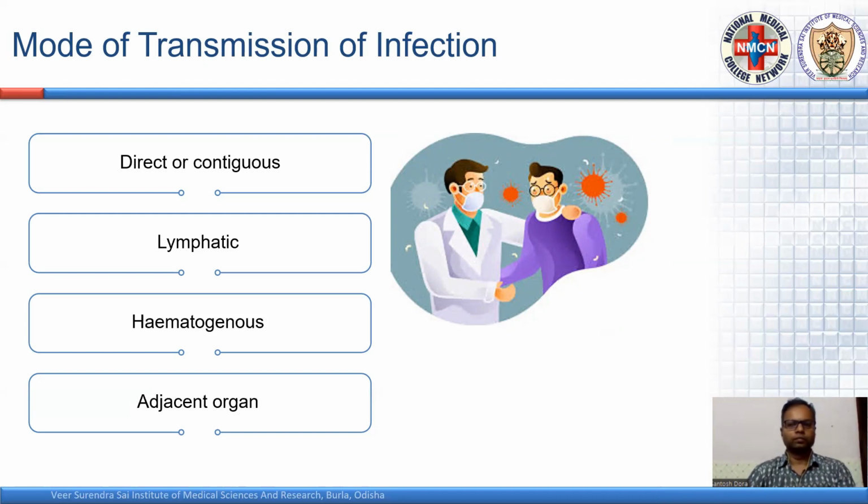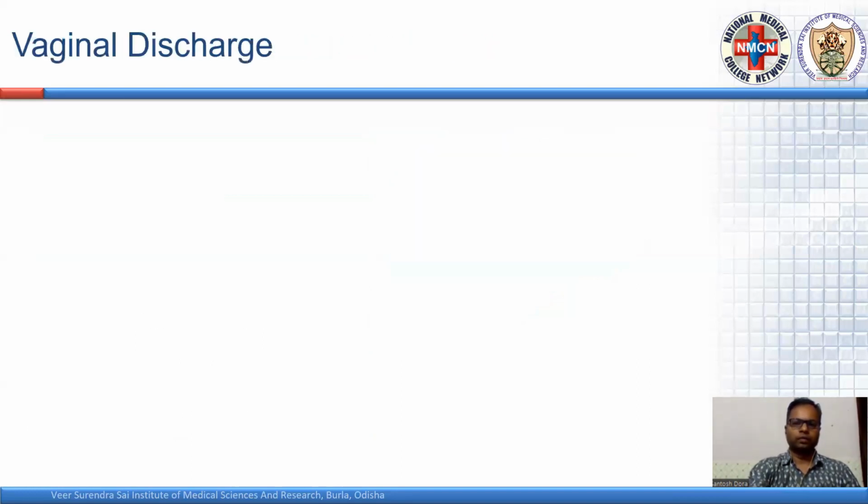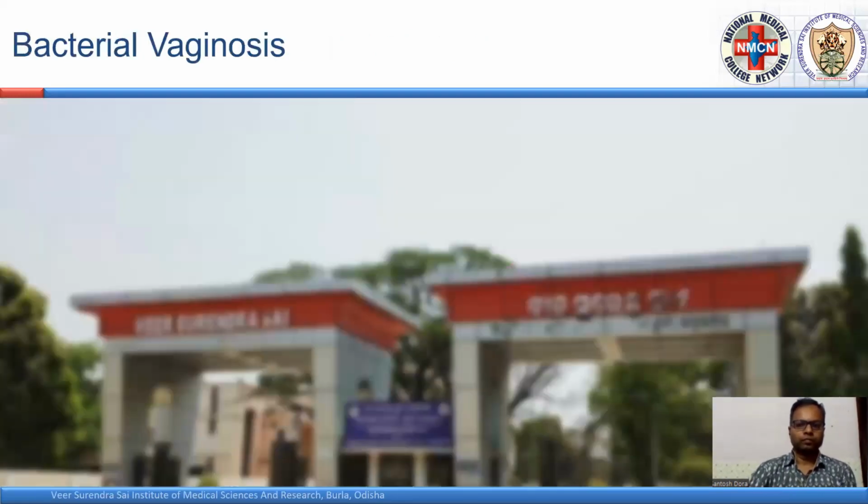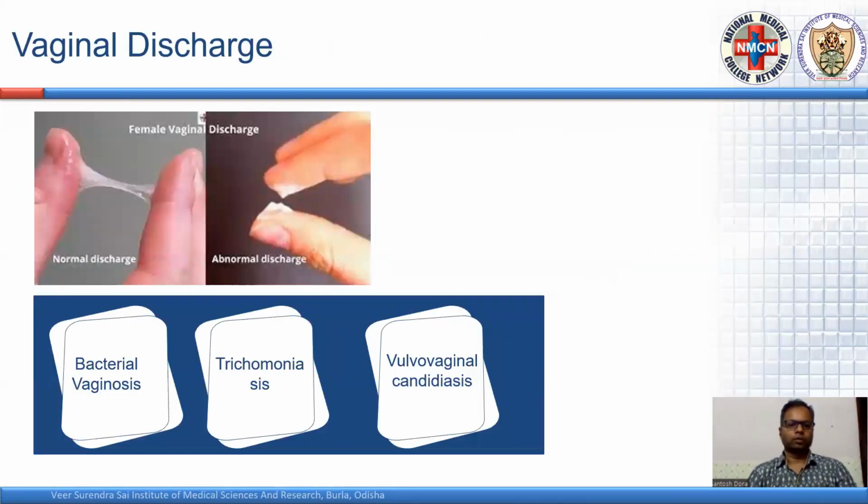So first we discuss the direct or contiguous spread. Particularly Neisseria gonorrhoeae spreads by direct or contiguous spread. But in case of post-abortal sepsis or puerperal sepsis, the infection spreads through lymphatics, and particularly tubercular bacilli spread through the hematogenous route. So we'll discuss three important vaginal discharges, that is bacterial vaginosis, trichomoniasis, and vulvovaginal candidiasis.